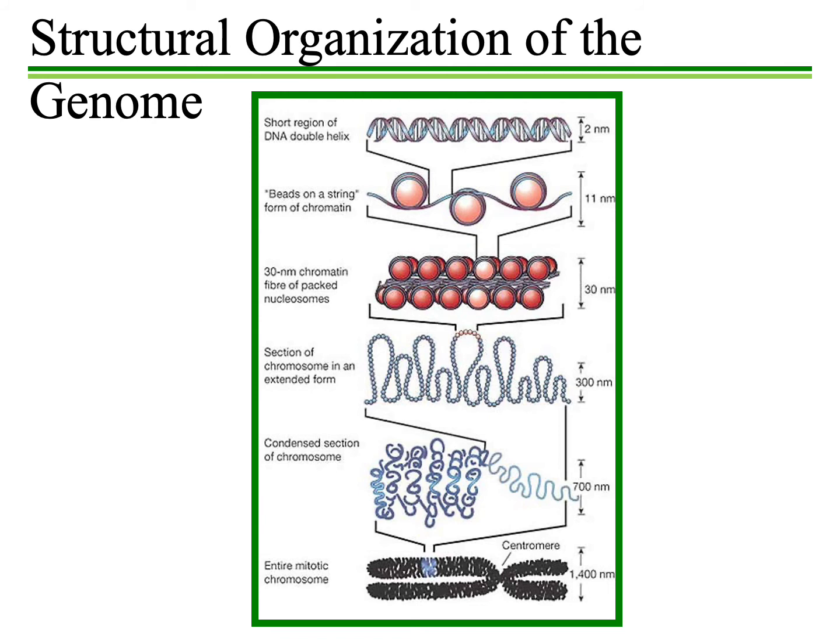Now, if you can envision taking that 30 nanometer fiber and looping it back and forth like you see in the next panel, that produces what's known as the 300 nanometer fiber. And this is, again, another way of condensing and organizing the material so that it's going to fit nicely into the chromosome itself, into the nucleus itself.